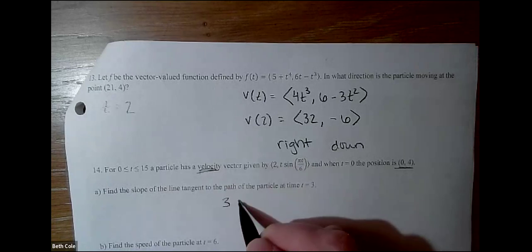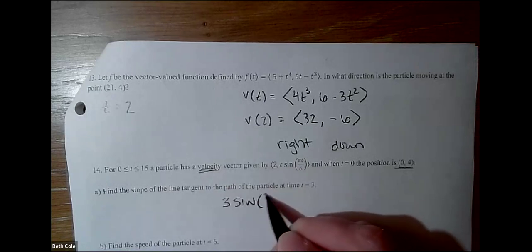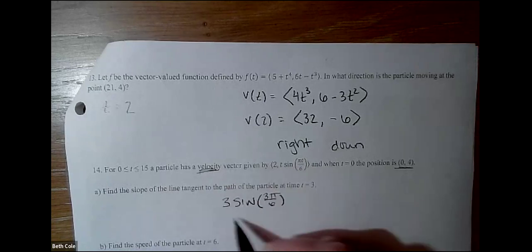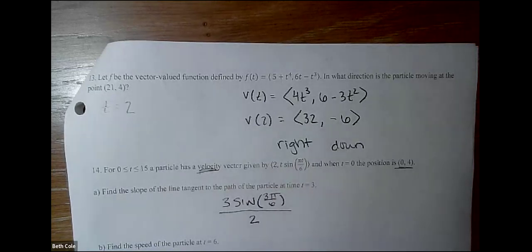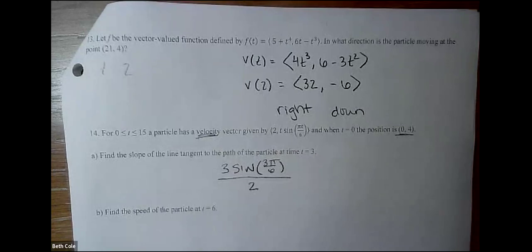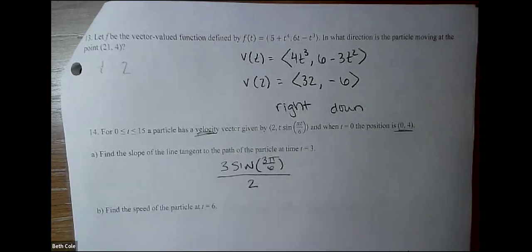So it's going to be 3 sine of 3 pi over 6 over, and then this one is literally just 2. That's the answer. That's it. No one should get that wrong. That one is very, very straightforward. All right, speed at time 6.